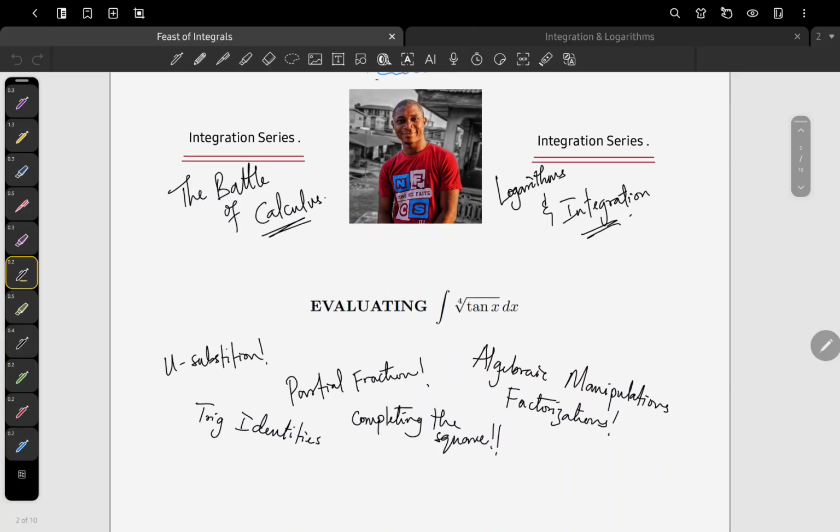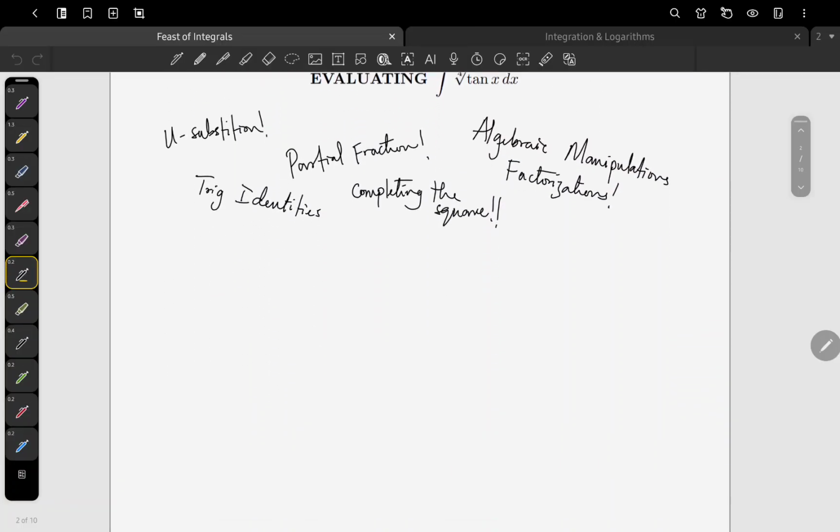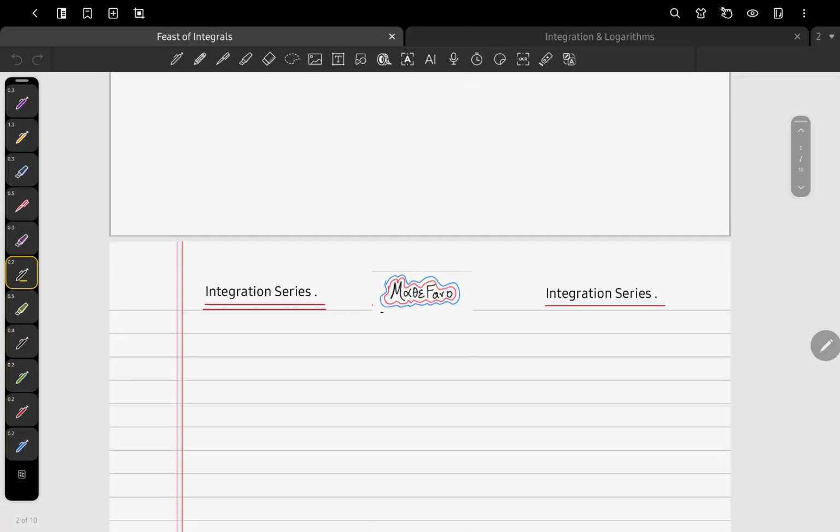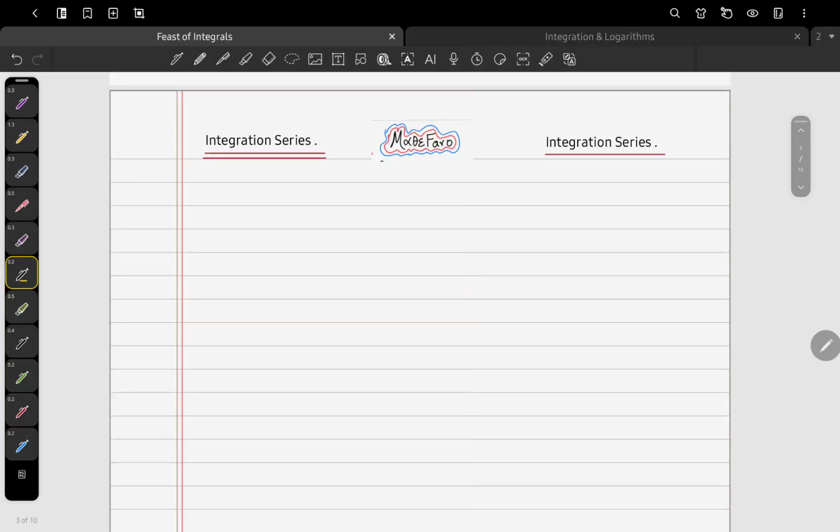So before going into the actual integration, let's look at some important facts that we are going to need along the way. So first and foremost, we ought to know that x squared plus y squared, the sum of two squares, is the same thing as x plus y all squared minus 2xy. So it's a very important fact that we are going to use.